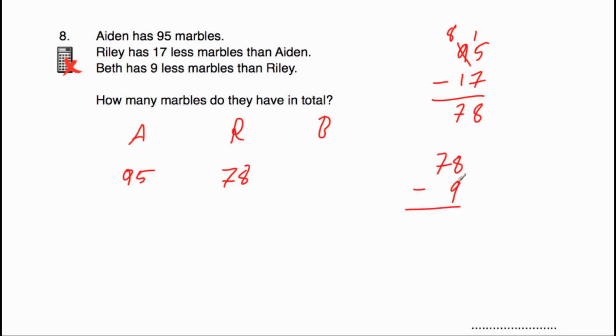So 8 take away 9 we can't do, so let's borrow. So that's 6 and that's an 18. 18 take away 9 is equal to 9, and 6 take away 0 is equal to 6. So she has 69 marbles. So that means that Aidan has 95 marbles, Riley has 78 marbles, and Beth has 69 marbles. And the question says, how many marbles do they have in total? So if we do 95 plus 78 plus 69, that would tell us how many marbles they have in total.